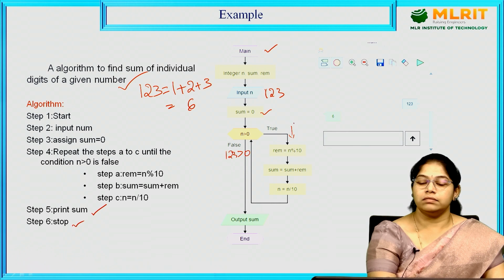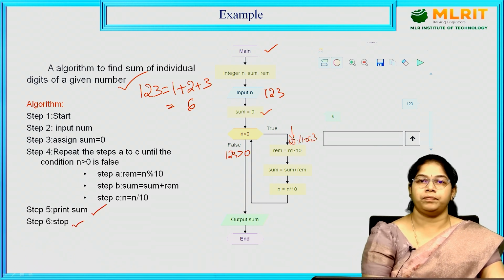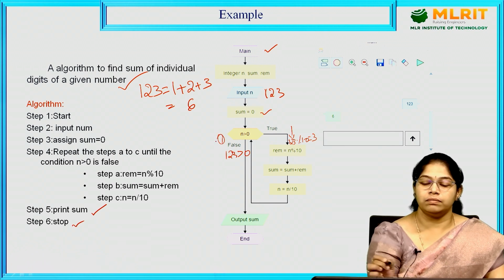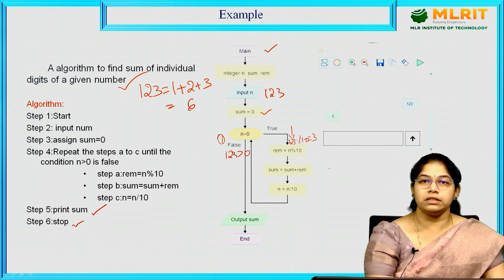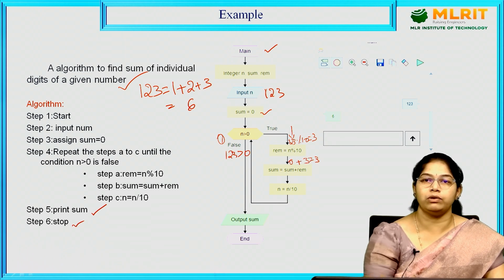In that, we have to calculate the remainder. Remainder is equal to n modulus 10. That is 123 modulus 10. 123 modulus 10 is 3. Then the remainder is 3 in the first iteration. Then sum is equal to sum plus remainder. The sum initial value is 0, 0 plus remainder 3 is 3. So in the first iteration, the sum value is 3.